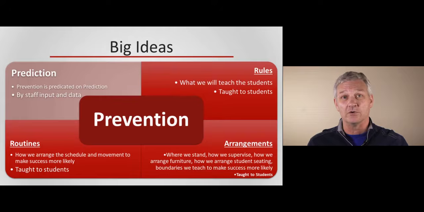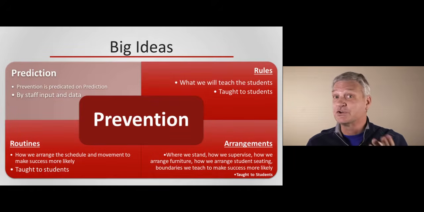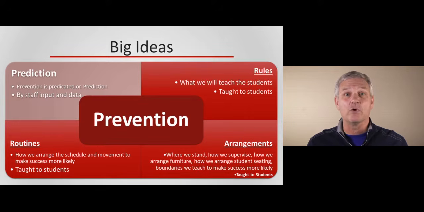1 is rules. What are we going to teach those kids to do in order to make them more successful? The second is routines. How will we put these things in place? What's our schedule? How long can something go before it won't work? And 3, arrangements. Where should I be standing? Where should the kids be? How many kids could be there at once? How should the furniture be arranged? Those are all things we control, and we can use them for prevention.